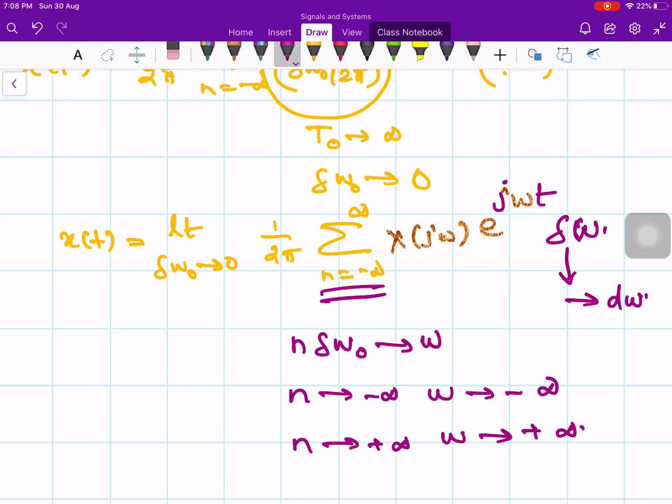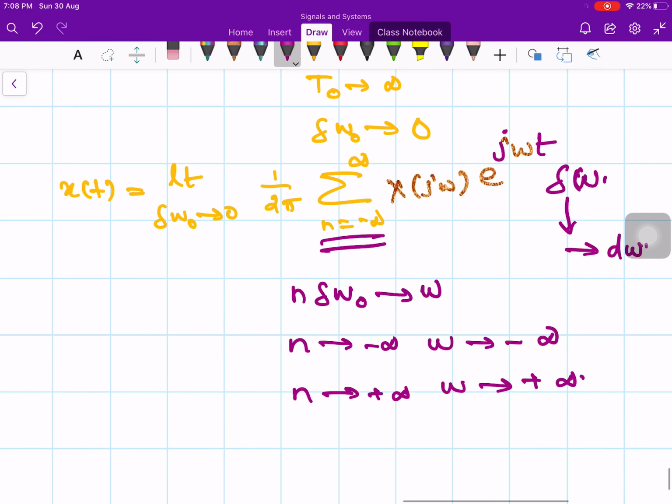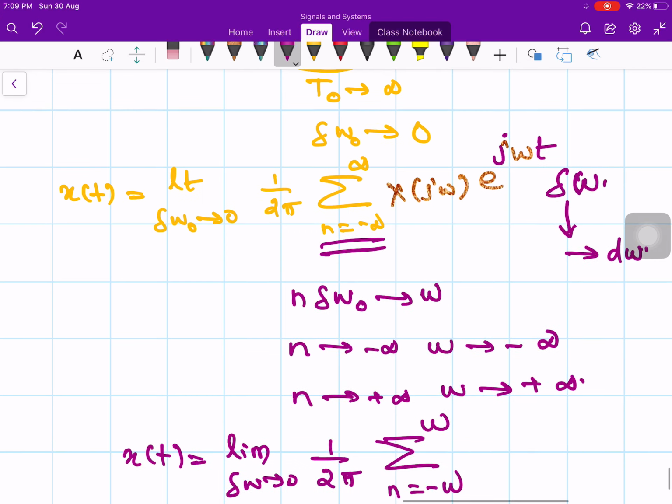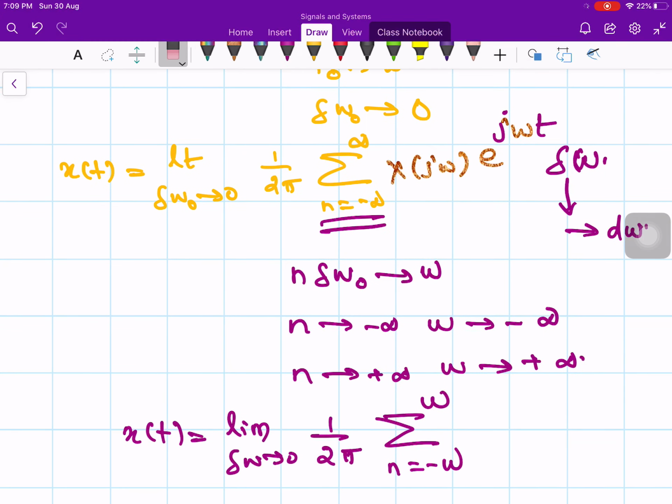Therefore, this x of t is equal to the limit delta omega goes to 0, 1 over 2 pi, then summation over n is equal to minus infinity to plus infinity. Wait a minute, I am sorry, I am writing some blunder here. Omega is equal to minus infinity to plus infinity, then x of j omega e to the j omega t delta omega.